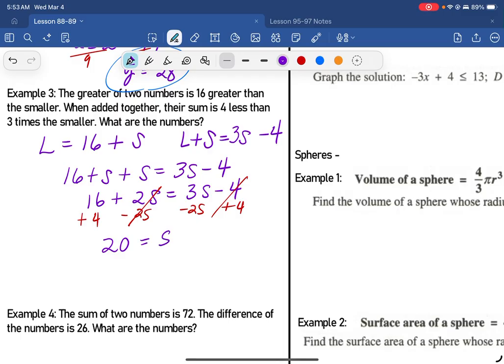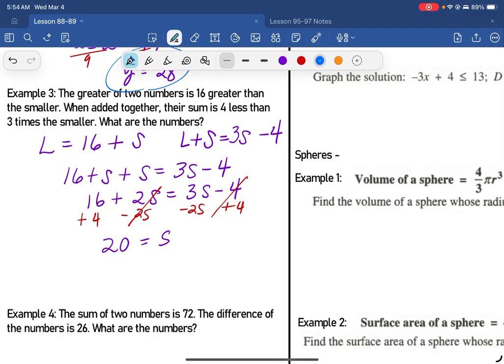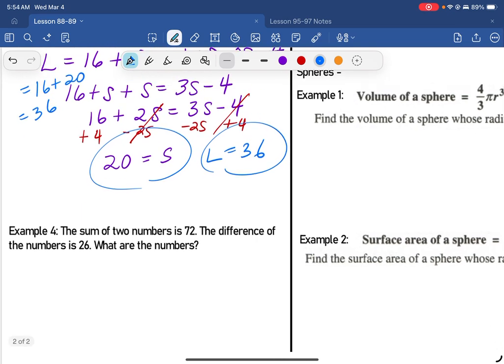Now if 20 is S, I got to come up here, put a 20 in right here in place of S to find my larger number. So we're going to do equals 16 plus the 20, which is 36. So the large is 36 and the small is 20. So that's that problem.